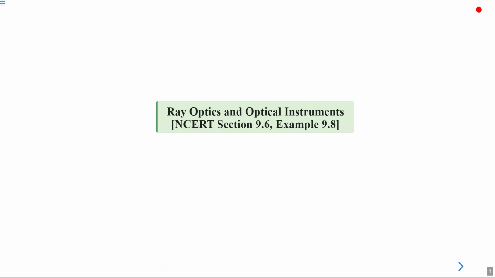Today we are going to discuss NCERT section 9.6 and example 9.8 of chapter Ray Optics and Optical Instruments.